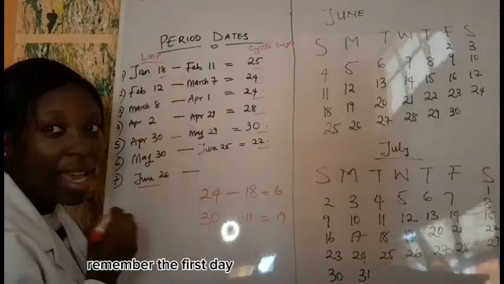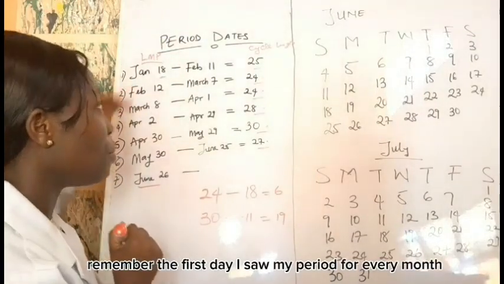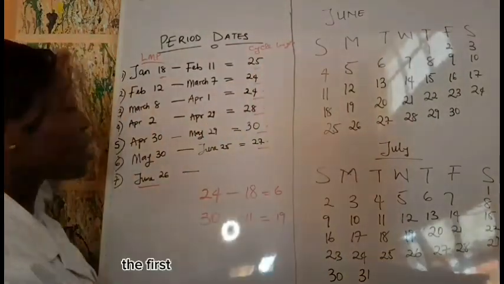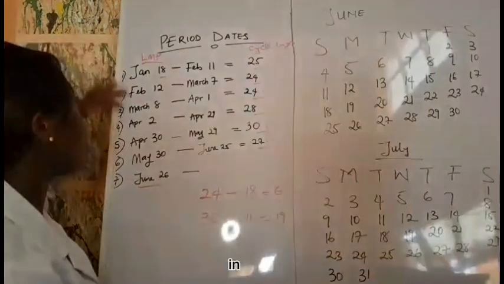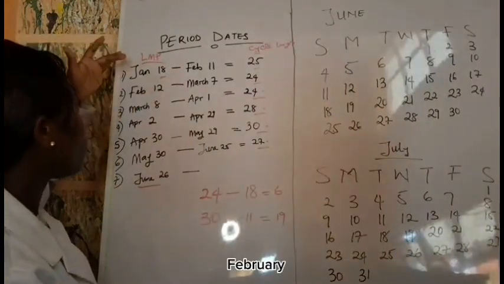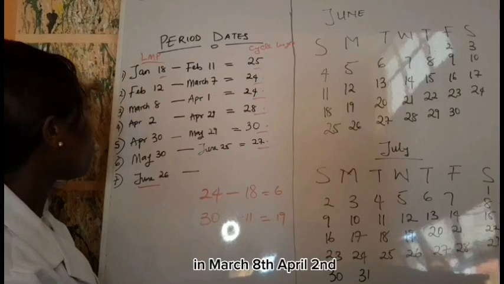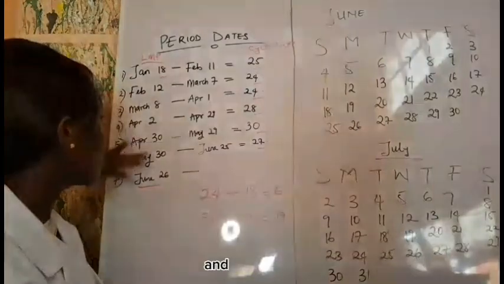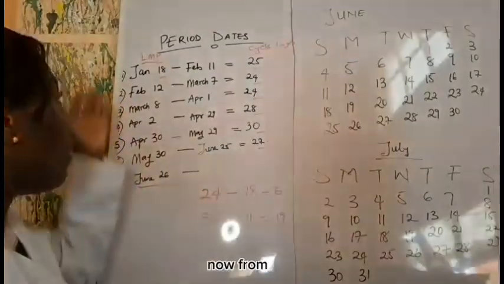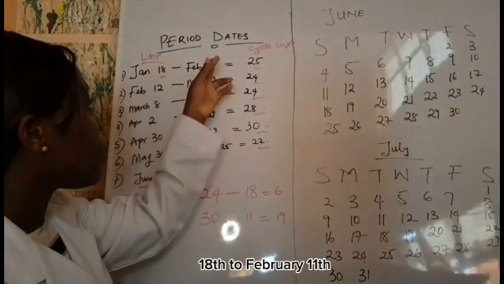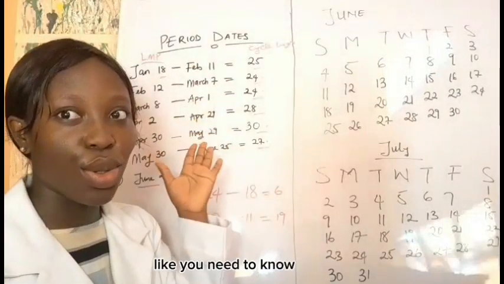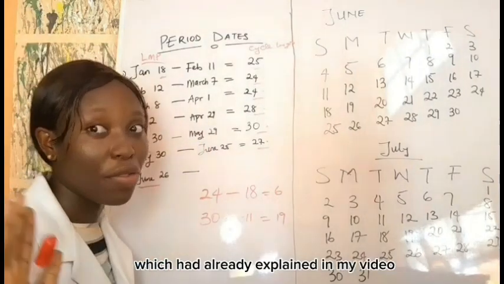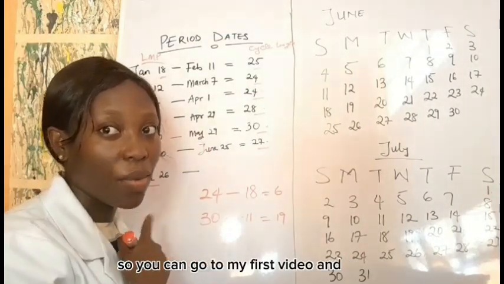For this person, me as usual, this here is my LMP, remember, the first day I saw my period for every month, and then this is the cycle length. In January, the first time I saw my period was January 18, in February 12, in March 8, April 2nd, and then I saw my period again on April 30th and May 30th. You need to know your cycle length to understand this, which I already explained in my first video, so you can go and watch that.